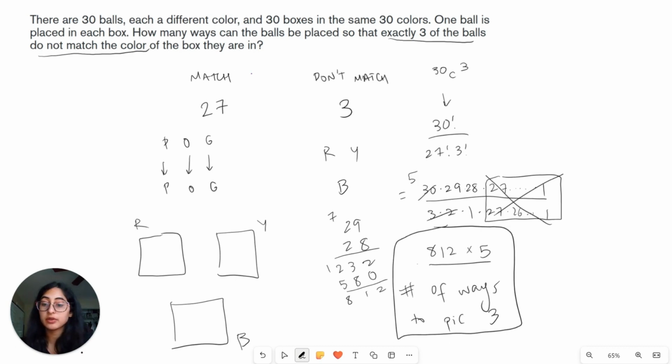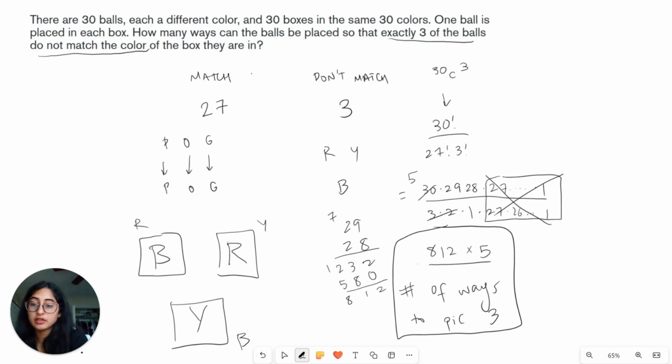The red ball can't go in the red box, but it can go in the yellow box. So if the red ball goes there, let's look at the blue ball. The blue ball can't go in the blue box, so the blue ball has to go in the red box, and therefore the yellow ball has to go in the blue box. There is only one possible option. Once you decide that the red ball goes in that yellow box, everything else is fixed. You can't choose where they go. There's only one possible scenario.